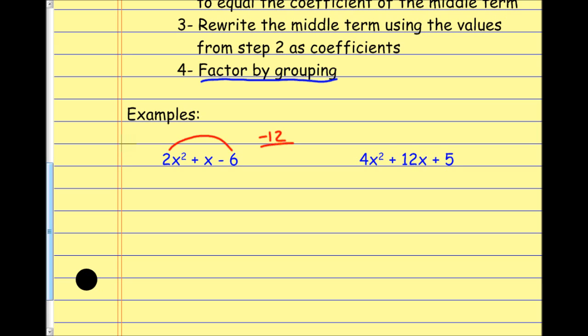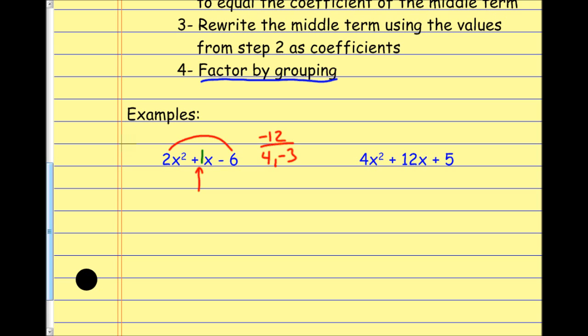That's step 1. Step 2, I need to come up with 2 numbers that multiply together to give me the negative 12, but add together to give me this middle term. And this middle coefficient right here is a 1, a positive 1. So 2 numbers that multiply to a negative 12 but add to a positive 1 are going to be a positive 4 and a negative 3. They multiply to a negative 12. They add to a positive 1.